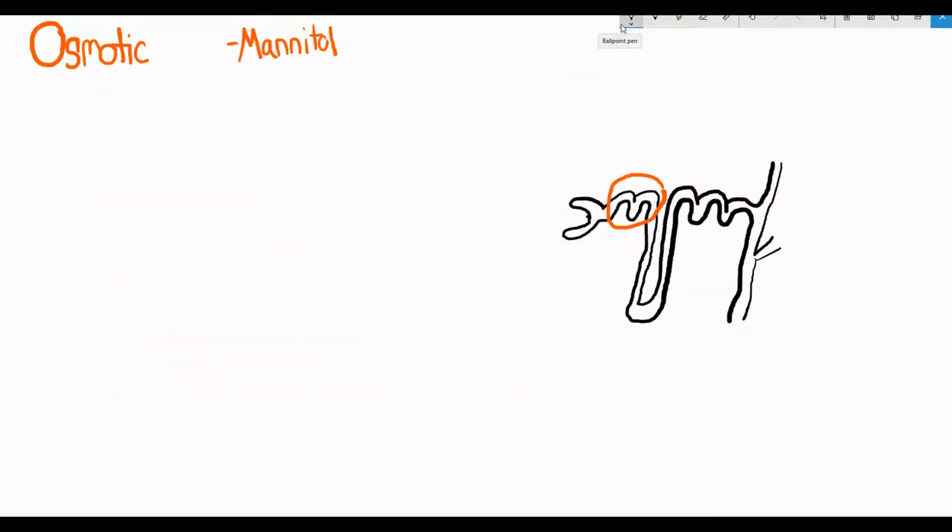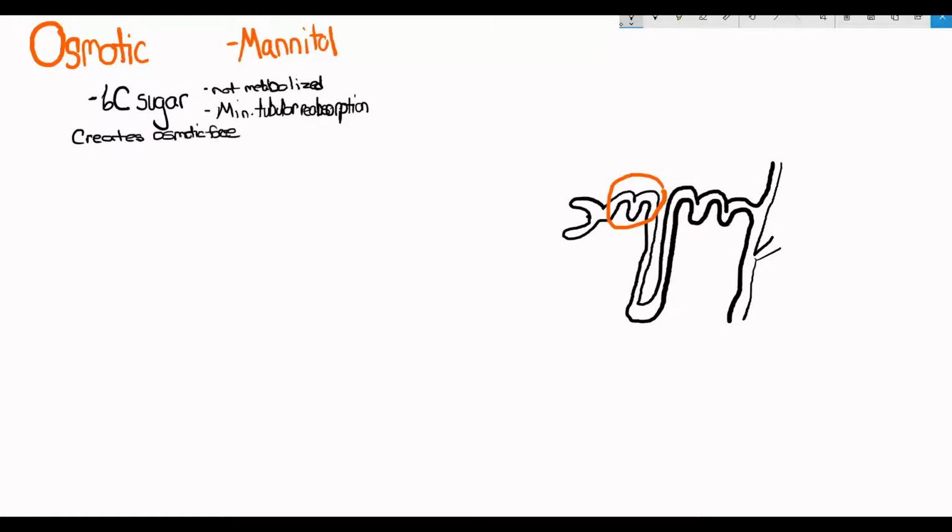Our main osmotic diuretic is mannitol. It mostly affects the proximal convoluted tubule. It's a 6-carbon sugar that's not metabolized and not reabsorbed by the tubules. It works different than other diuretics. It creates an osmotic force that prevents water from being reabsorbed.